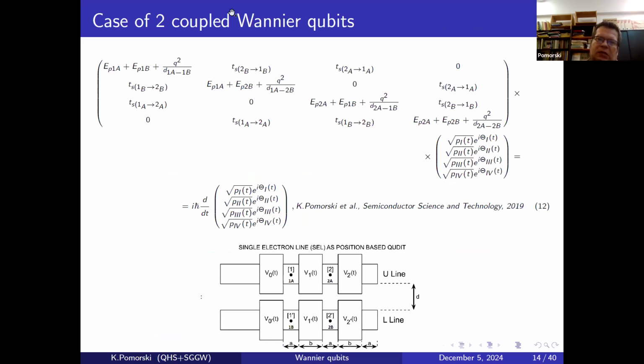Let us move to a simpler case. The simple case is two coupled Wannier qubits. So you have two single electron lines described here. And there are natural regions specified, 1 and 2, that somehow correspond to the quantum dot left and right. So you have the upper Wannier qubit and the lower Wannier qubit as given here.